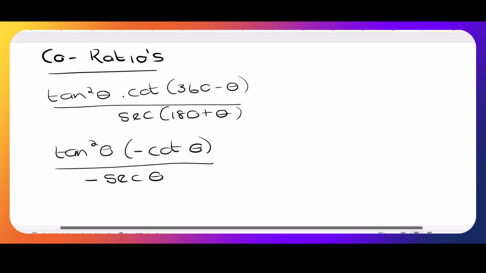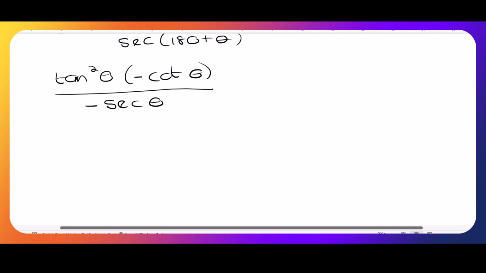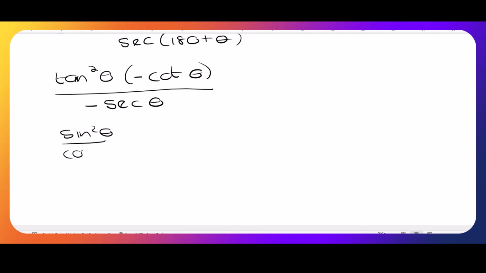Now, what they want from you is to simplify. How you simplify is your choice. Just a suggestion: if you do not know what to do, convert everything to sin and cos. So we're going to have here sin squared theta divided by cos squared theta, multiply negative, this will be cos theta divided by sin theta, and it must be divided by negative 1 over cos theta.